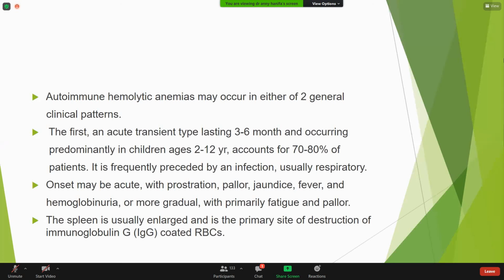The first is an acute transient type lasting 3 to 6 months and occurring predominantly in children ages 2 to 12 years, accounting for 70 to 80% of the patients. It is frequently preceded by an infection, usually respiratory. Onset may be acute with prostration, pallor, jaundice, fever, and hemoglobinuria, or more gradual with primarily fatigue and pallor. The spleen is usually enlarged and is a primary site of destruction of the IgG-coated RBCs. So again, the spleen is the culprit, and the hemolysis takes place intravascular as well as extravascular.